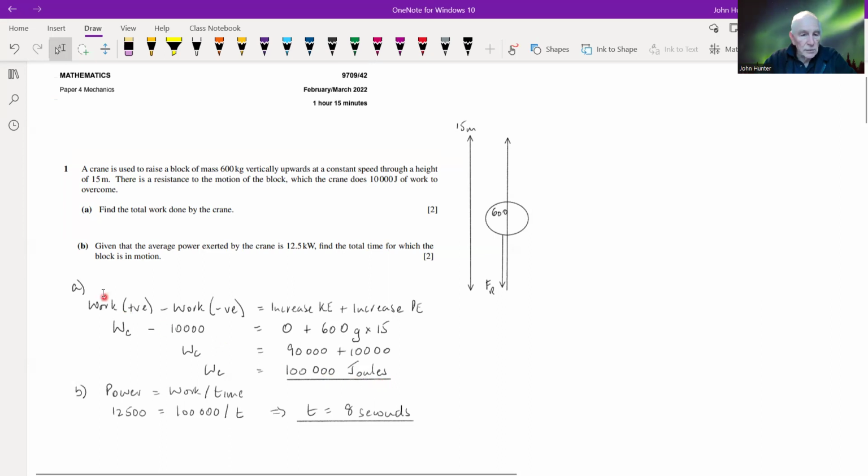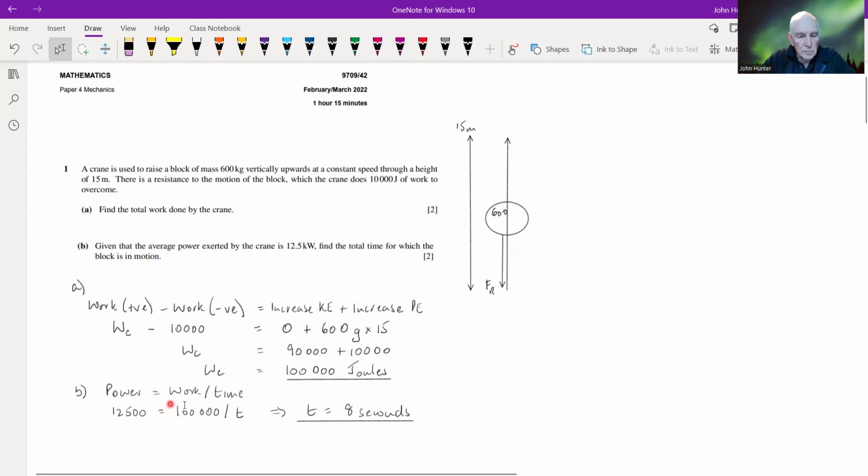Right, okay, so that's the first part. The second part: given that the average power exerted by the crane is 12.5 kilowatts, 12,500 watts. Sometimes power is given in kilowatts, so we have to be careful to convert it correctly and multiply by 1,000. Find the total time for which the block is in motion.